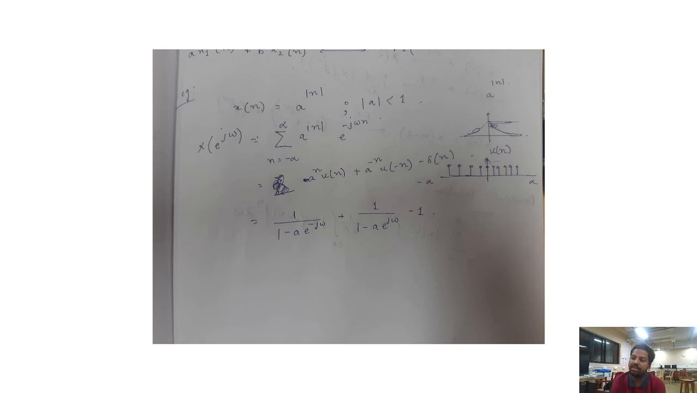Let us have another problem. I think this is the problem which was actually solved in the class, but I would like to describe the problem once more. We have a signal x of n, and the signal x of n is equal to a to the power of mod n, and also we have the condition that mod of a is less than 1. Fine.